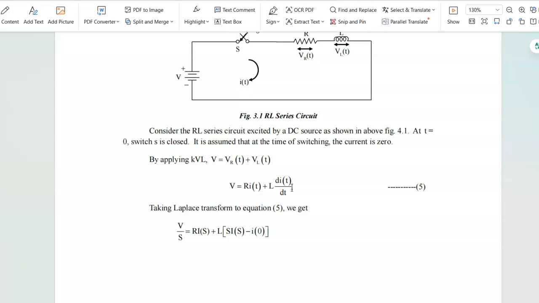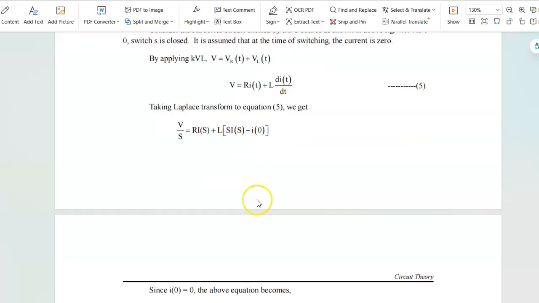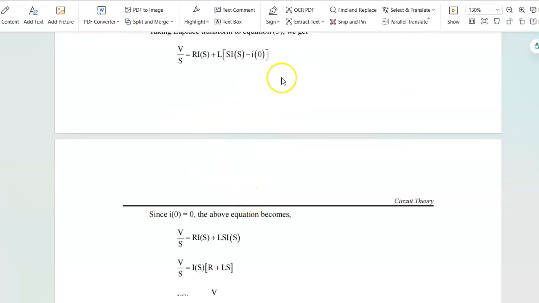So now we have to take the Laplace transform. V becomes V by S, and R into I of t becomes R into I of S, plus L into, it is a differentiation, so it becomes L into S I of S minus I of 0. This I of 0 indicates the initial condition. Since we don't have any initial conditions, this I of 0 is considered as 0.